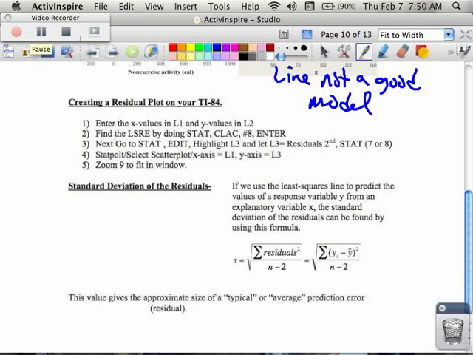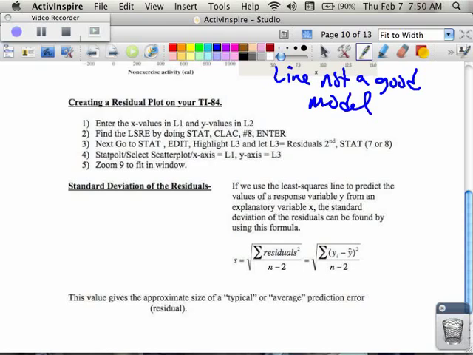Down below here, we have instructions on how to create the residual plot. When we get to our data, I'll actually walk you through that as we go. But they are here in case you need to look back to see how to do this. You will have to talk about this on the AP exam when they talk about a regression line.